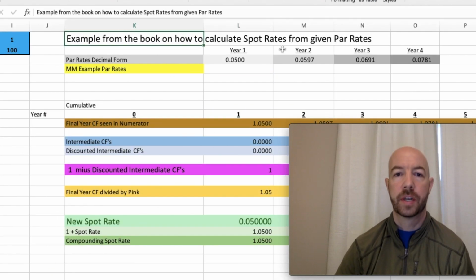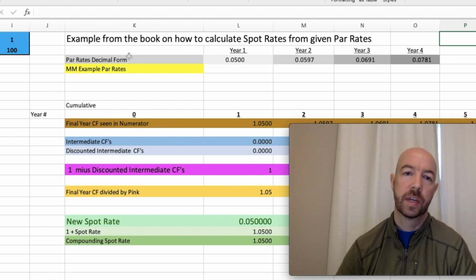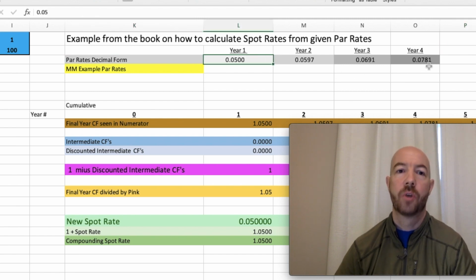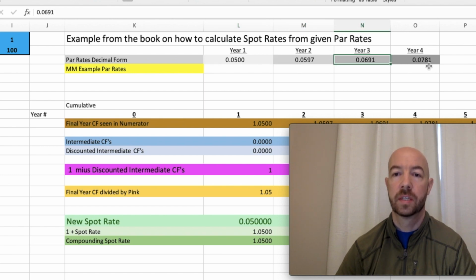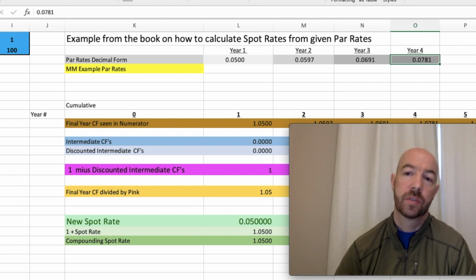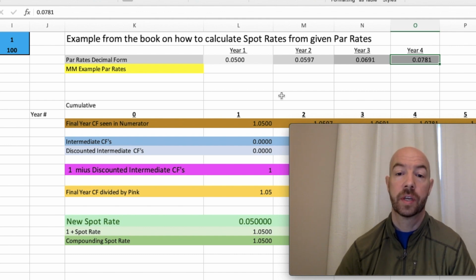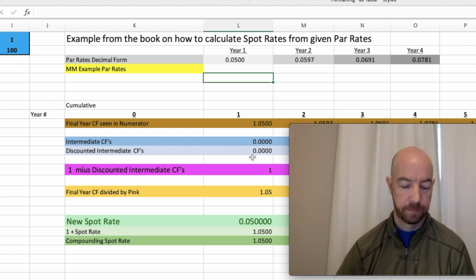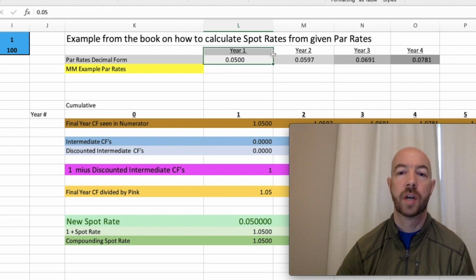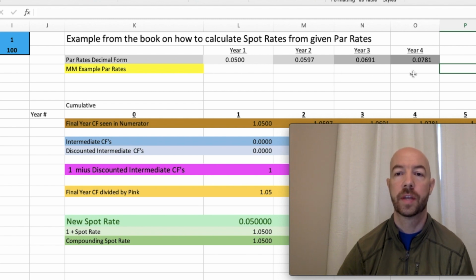Here's an example from the book on how to calculate spot rates from par rates. So again, like I said, in this example, par rates were just given. It was just set at 5%, 5.97%, 6.91% in year 3, and 7.81% in year 2. These are given to you because they end up being really nice round numbers when you calculate it. I will also say, you should notice that this is an upward sloping curve, right? 5, then it goes up to 5.9, and 6.9, and then 7.8. So it's an upward sloping curve.